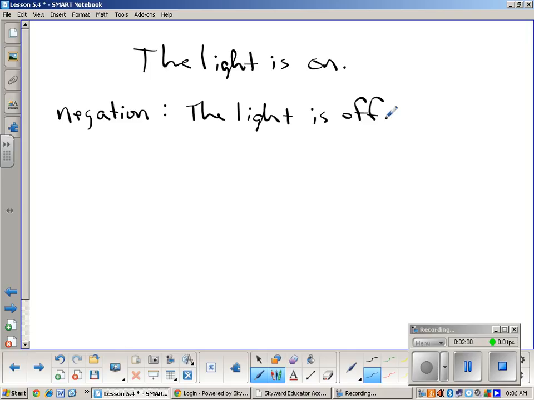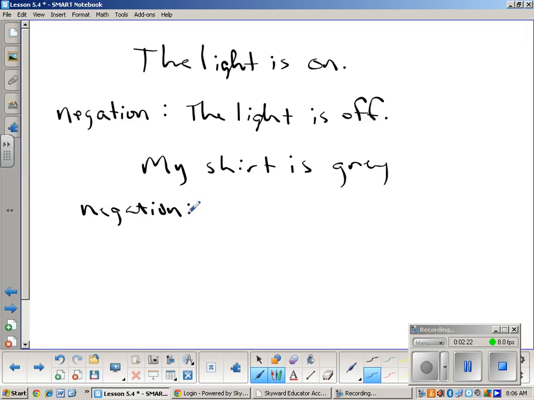All right, how about my shirt is gray? What's the negation of that? My shirt is not gray. Okay, I totally agree with that. My shirt is not gray would be the negation of that. Again, it's either gray or it's not gray, right?